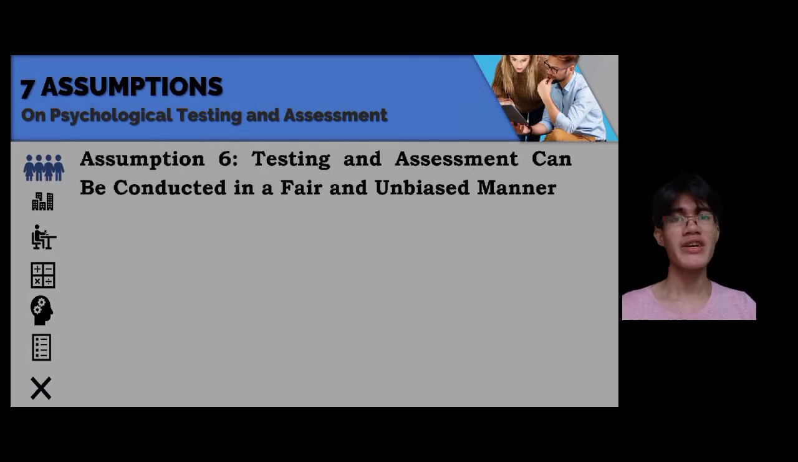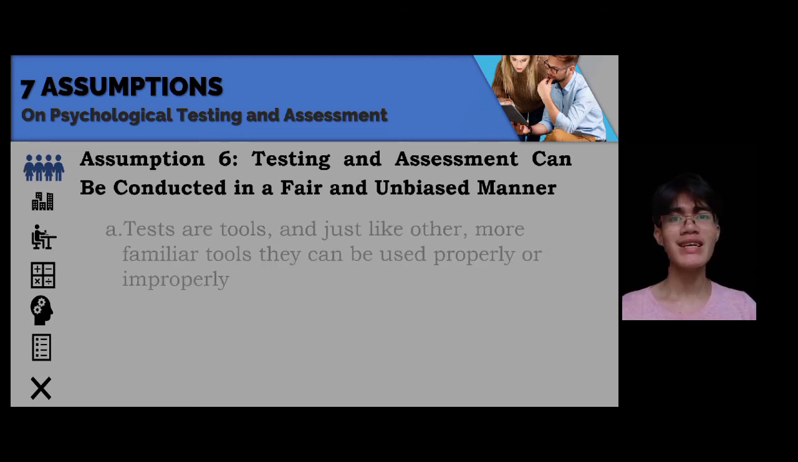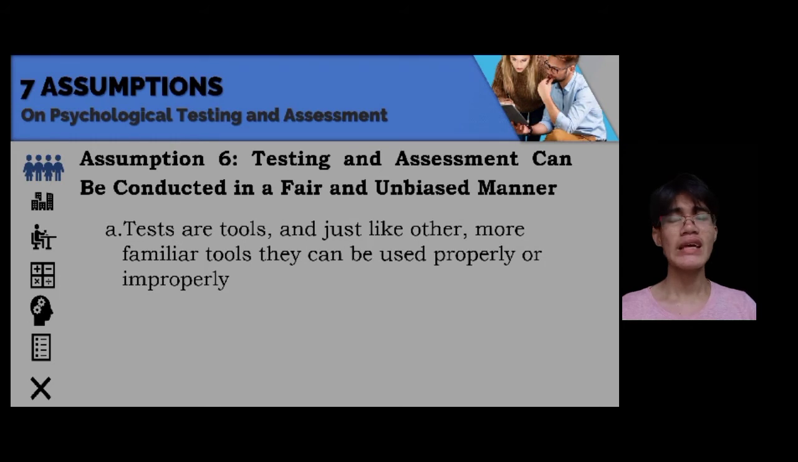Assumption number 6, testing and assessment can be conducted in a fair and unbiased manner. Just like any tool created by humanity, testing can be misused depending on the test user. They can use a test to justify their actions, although it is very unethical, or manipulate someone knowing that they are susceptible to it. However, it can also be used properly by following standards and ethical protocols.